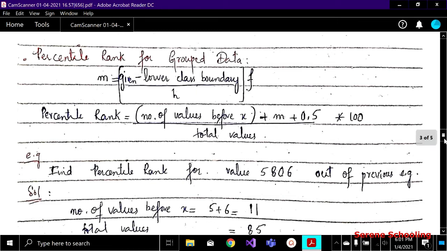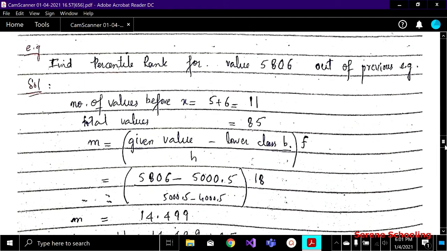So let's do it by example. Find the percentile rank for value 5806. We will be using the same data from the previous percentile value example. As I have told, we will be given some particular x. So this is our x. We have to find the position of this value. We are given the value, we have to find its rank, right? So as we have seen, this is our m. First we have to find the m.